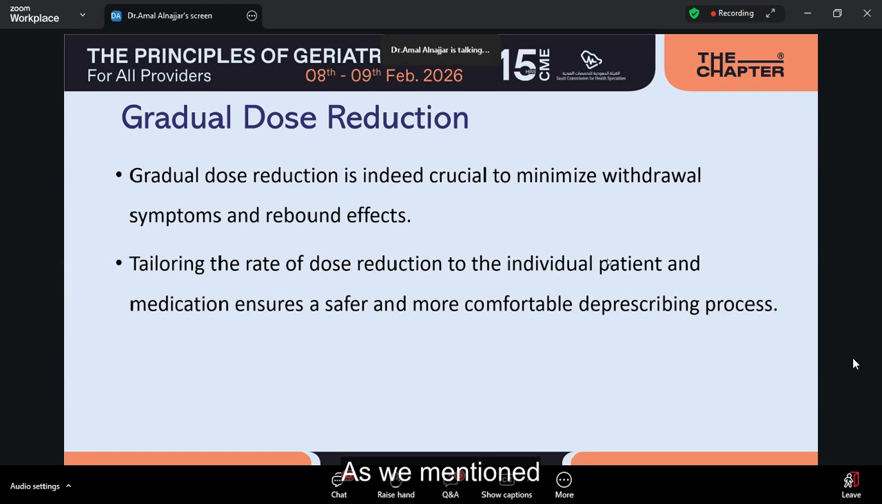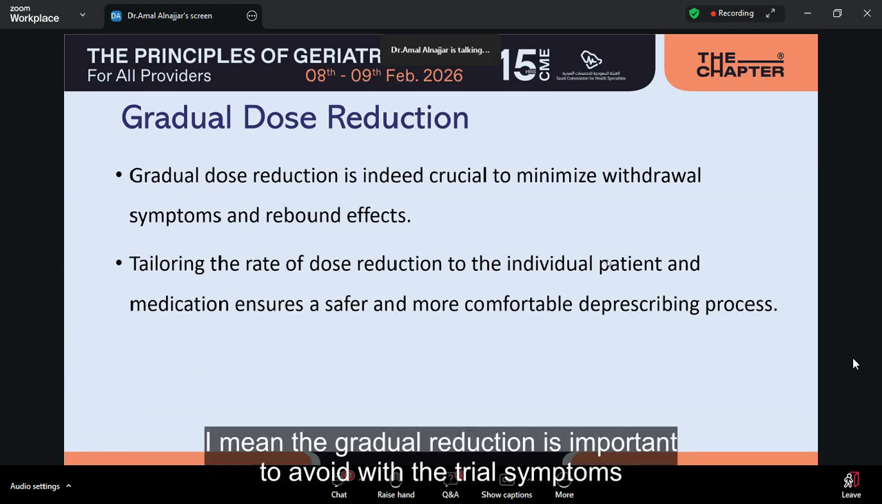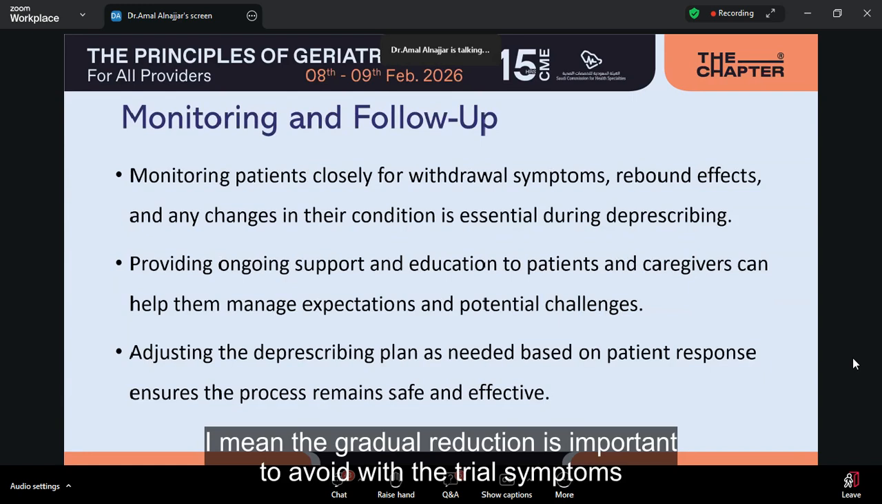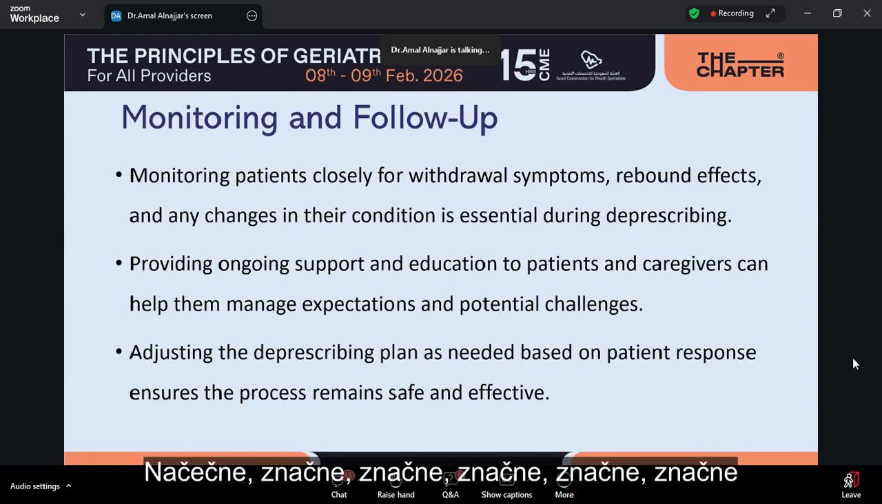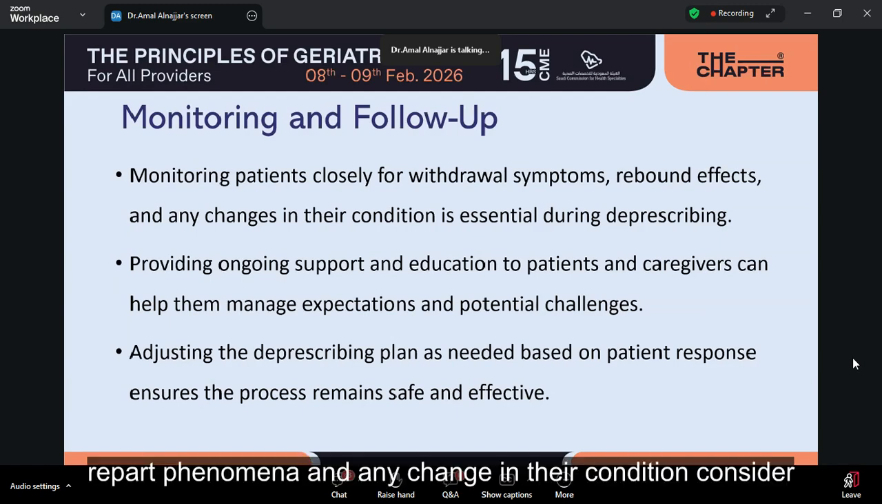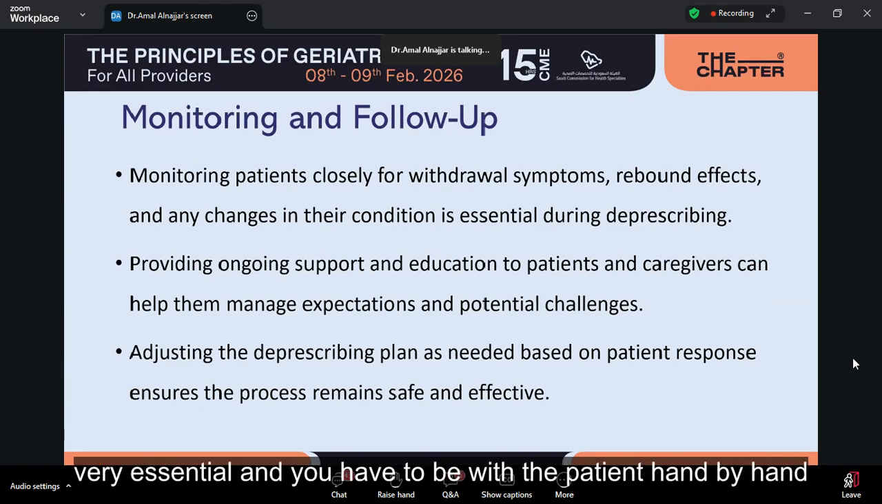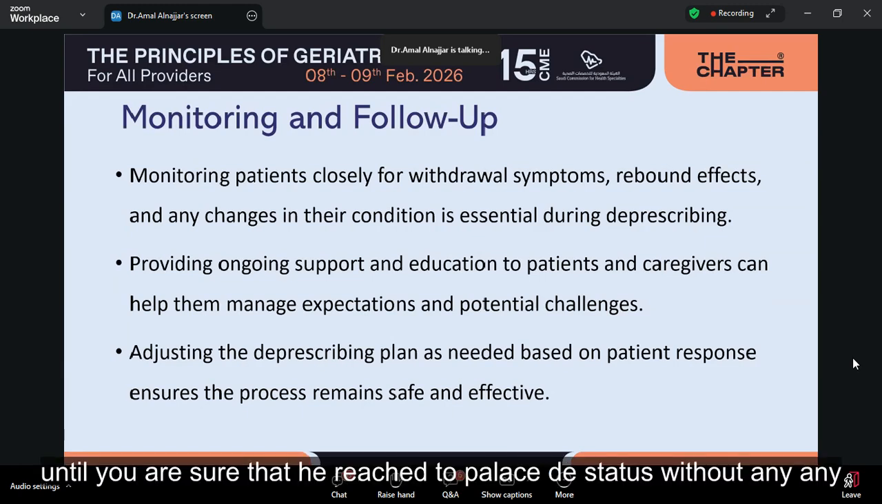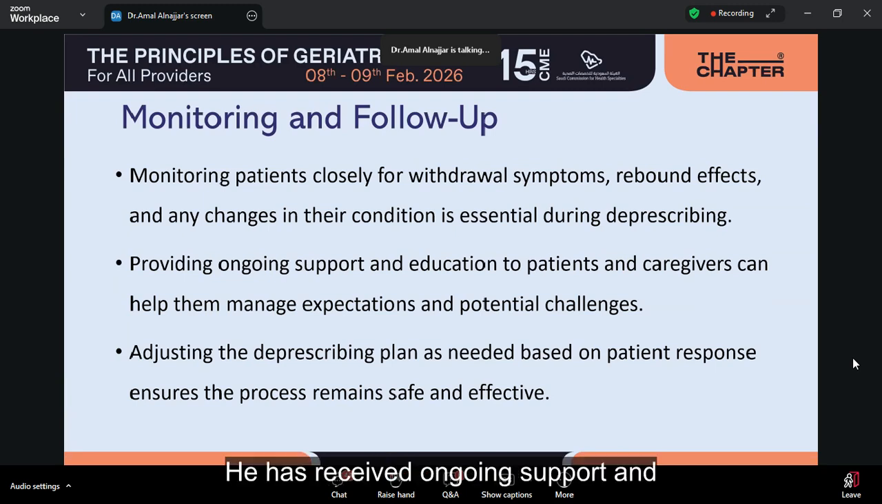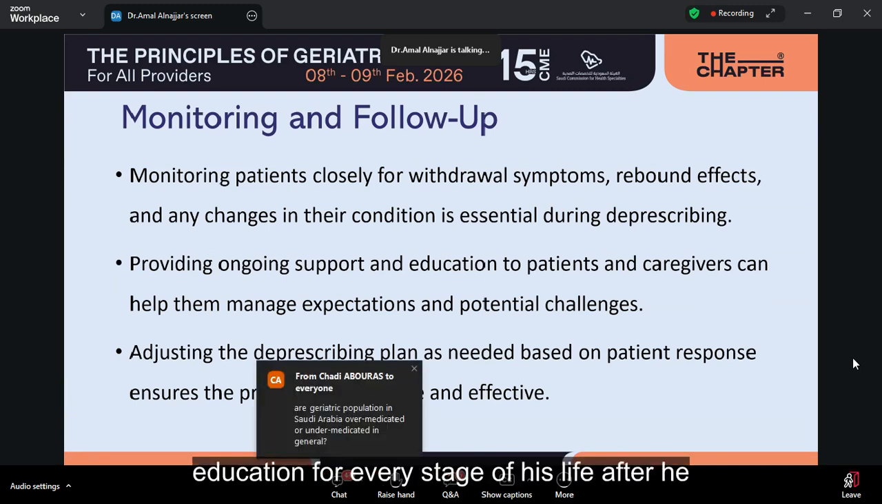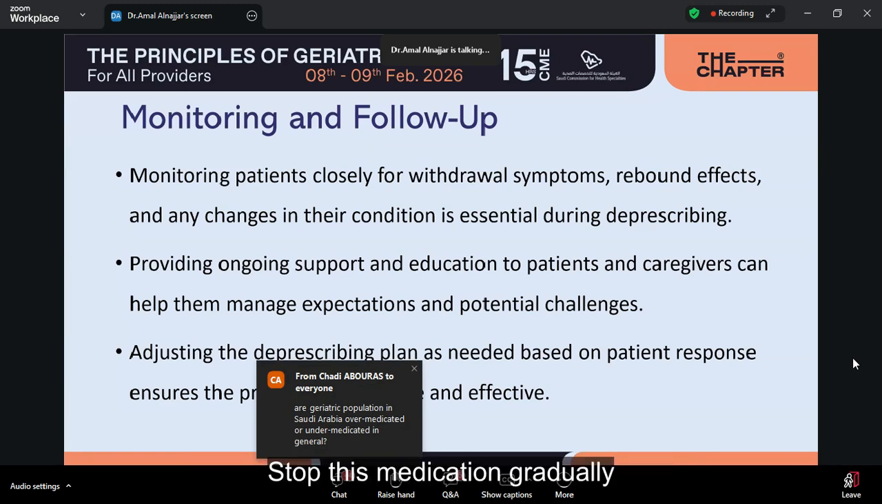As we mentioned, gradual dose reduction is important to avoid withdrawal symptoms. For monitoring and follow-up, monitoring the patient closely for withdrawal symptoms, rebound phenomena, and any change in their condition is considered very essential. And you have to be with the patient hand by hand until you are sure that he reached a balanced status without any obstacles. He has to receive ongoing support and education for every stage of his life after he stopped this medication gradually.